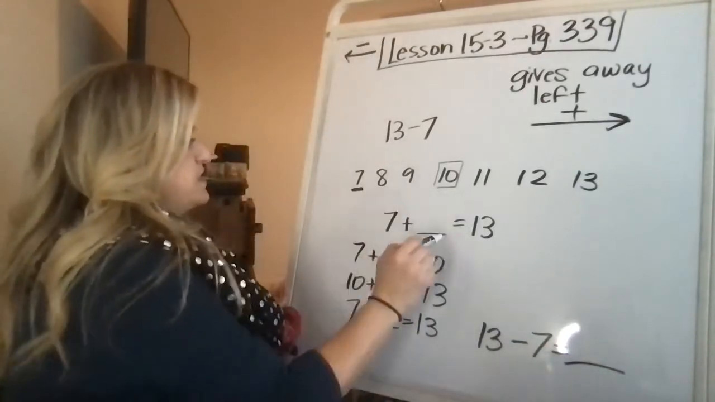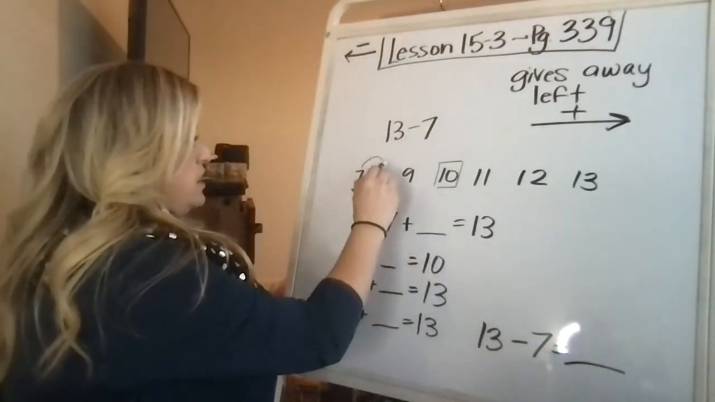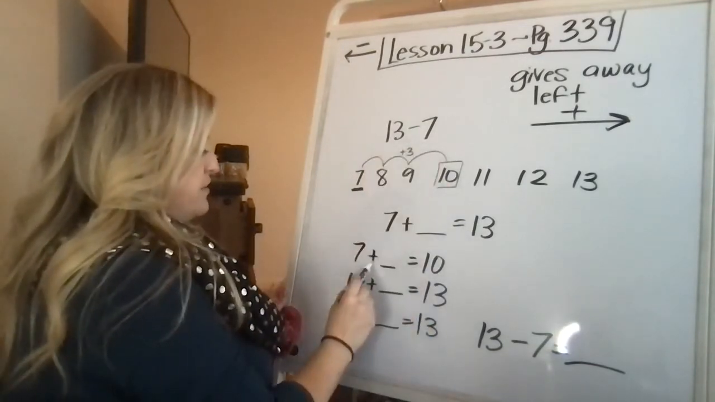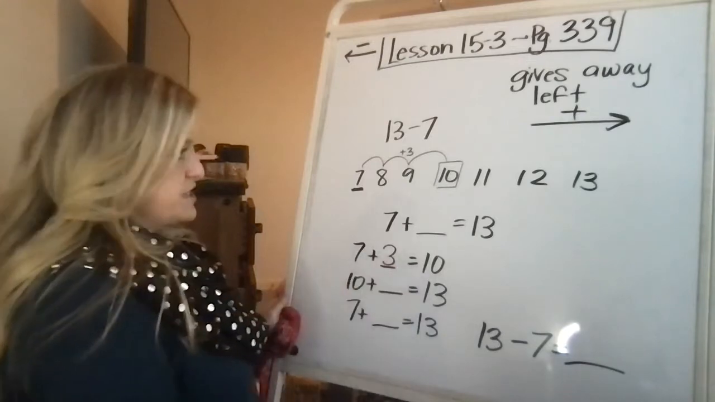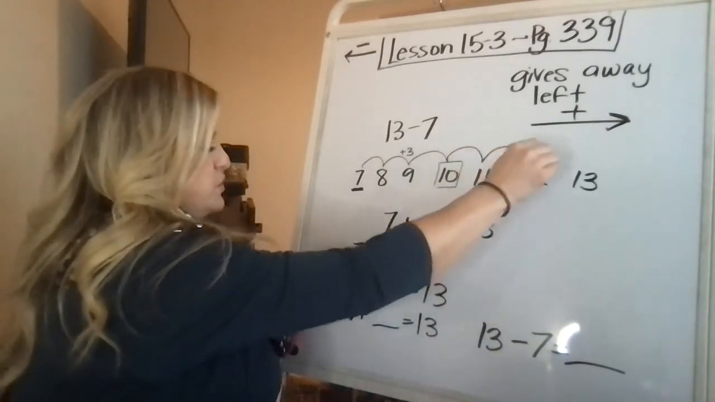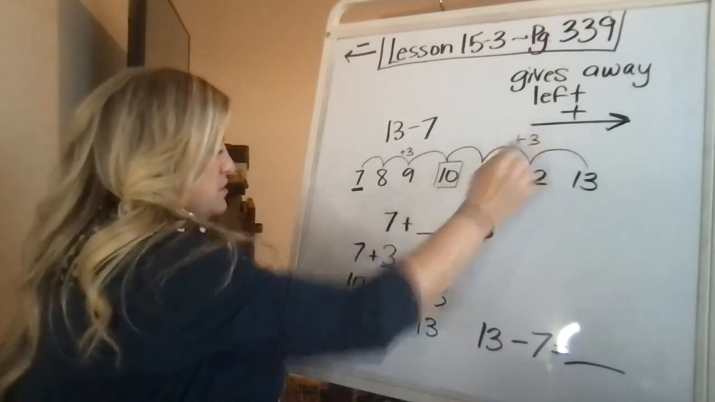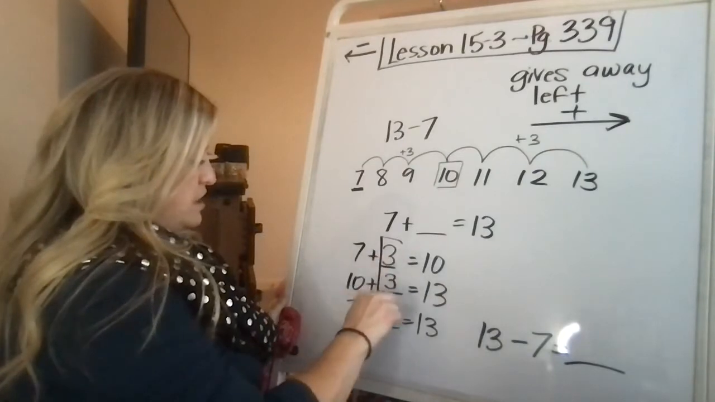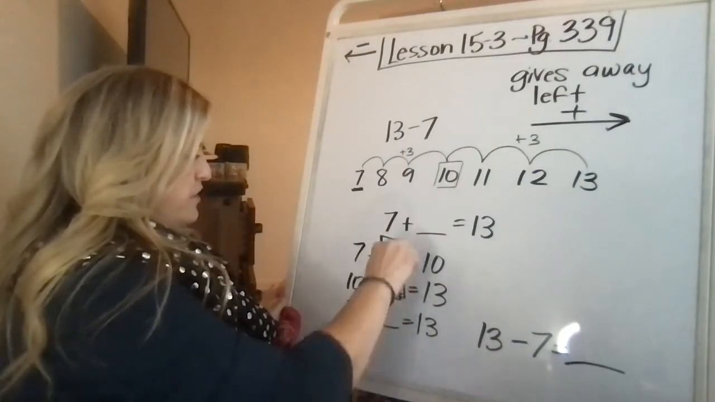So now I'm going to jump to 10. 1, 2, 3. So this is plus 3. Label those jumps. 7 plus 3 equals 10. And then I'm going to jump from 10 to 13. 1, 2, 3, plus 3. Now, if you look, I can just add those numbers right here.